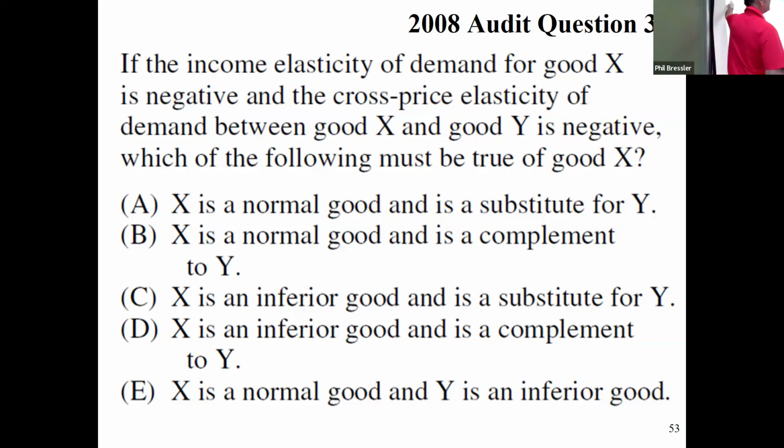All right. If X is negative, income is negative, what type of good? Income is negative. Yeah. So A and B are gone. I just said negative, negative, negative, positive. No, no, because they're separate things. They're separate things. Okay.